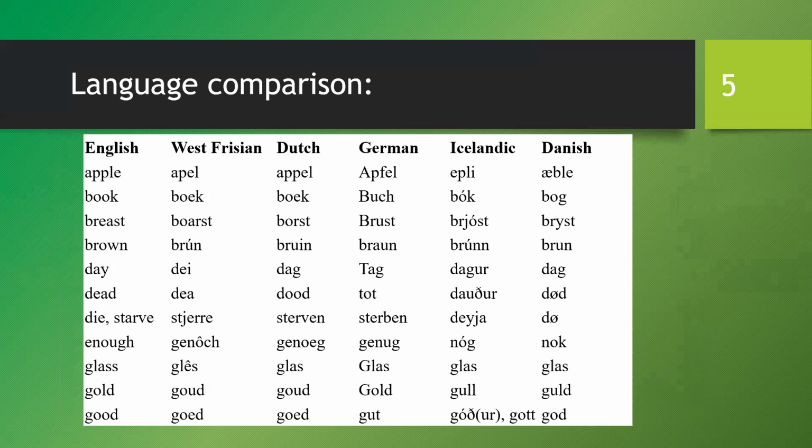Or the English word book, German Buch, the English word breast, German Brust, the English word brown, German Braun, etc. They all begin with B's. Notice, however, that with the English words for day and dead, the German words begin with T, Tag and Tot. There is a regular correspondence between T in German and D in English when they are the first letter of the word.